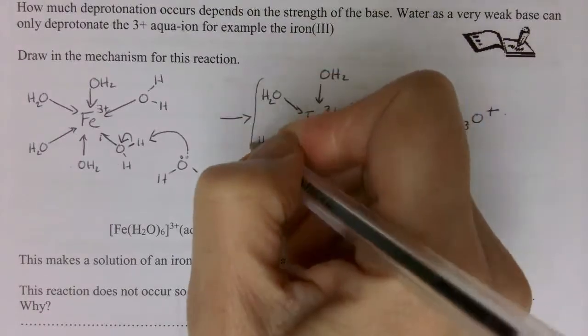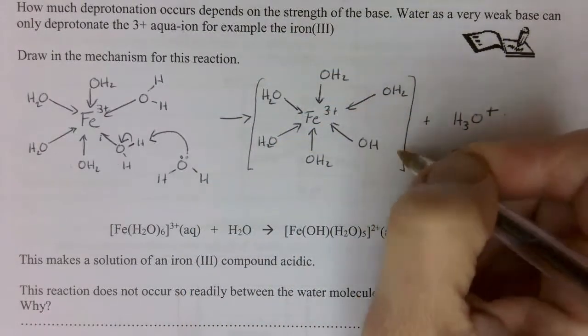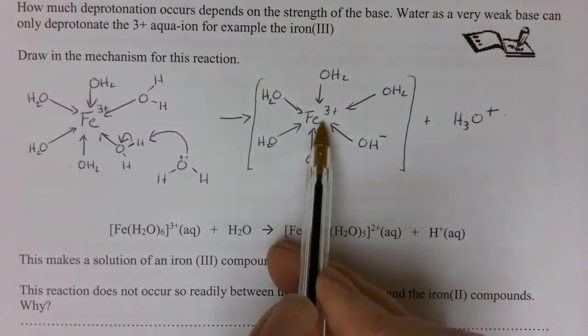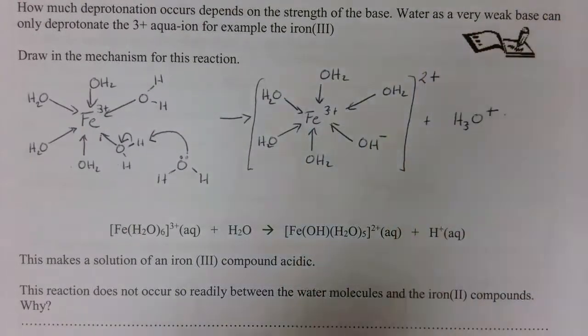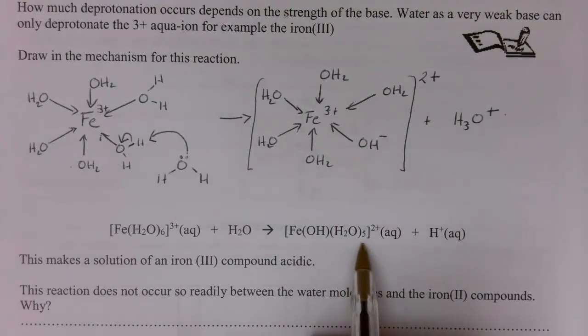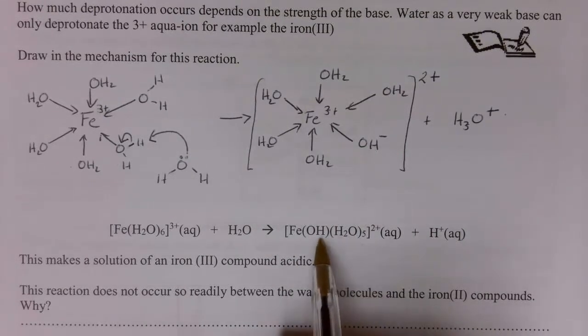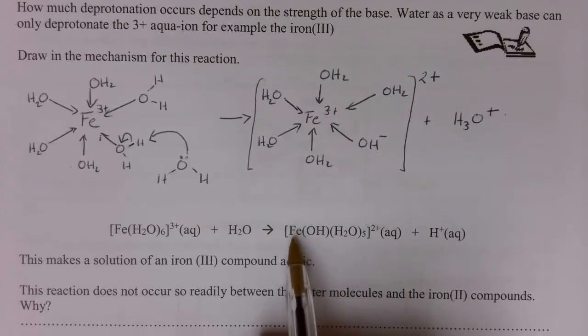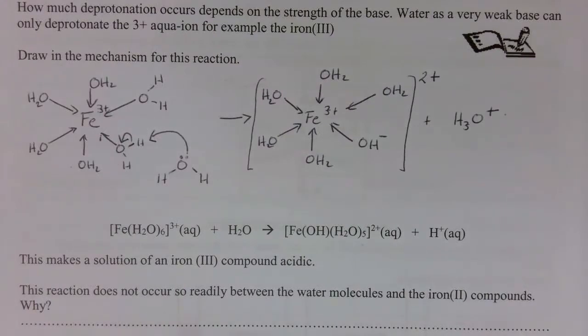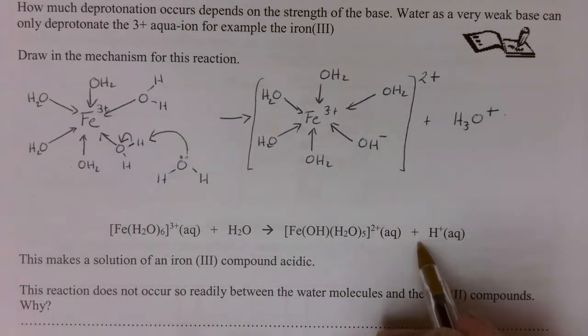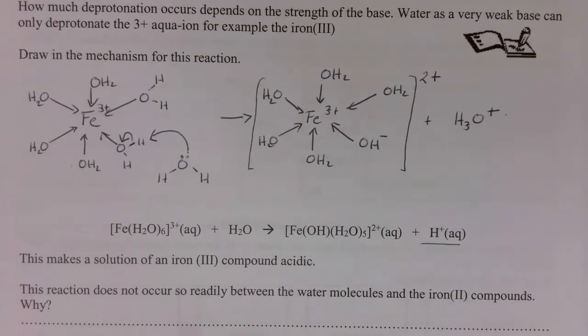Now this whole thing has an overall charge, because you've still got the 3+ ion here, but you've got the 1- here. This overall complex now has a 2+ charge rather than a 3+ charge. And you can see that here. We've got 5 waters, 1 OH group, and your Fe group here, which is 3+. So overall, this is 2+. And this is why solutions of iron 3 compounds are often acidic, because you've got the excess hydrogen ions.